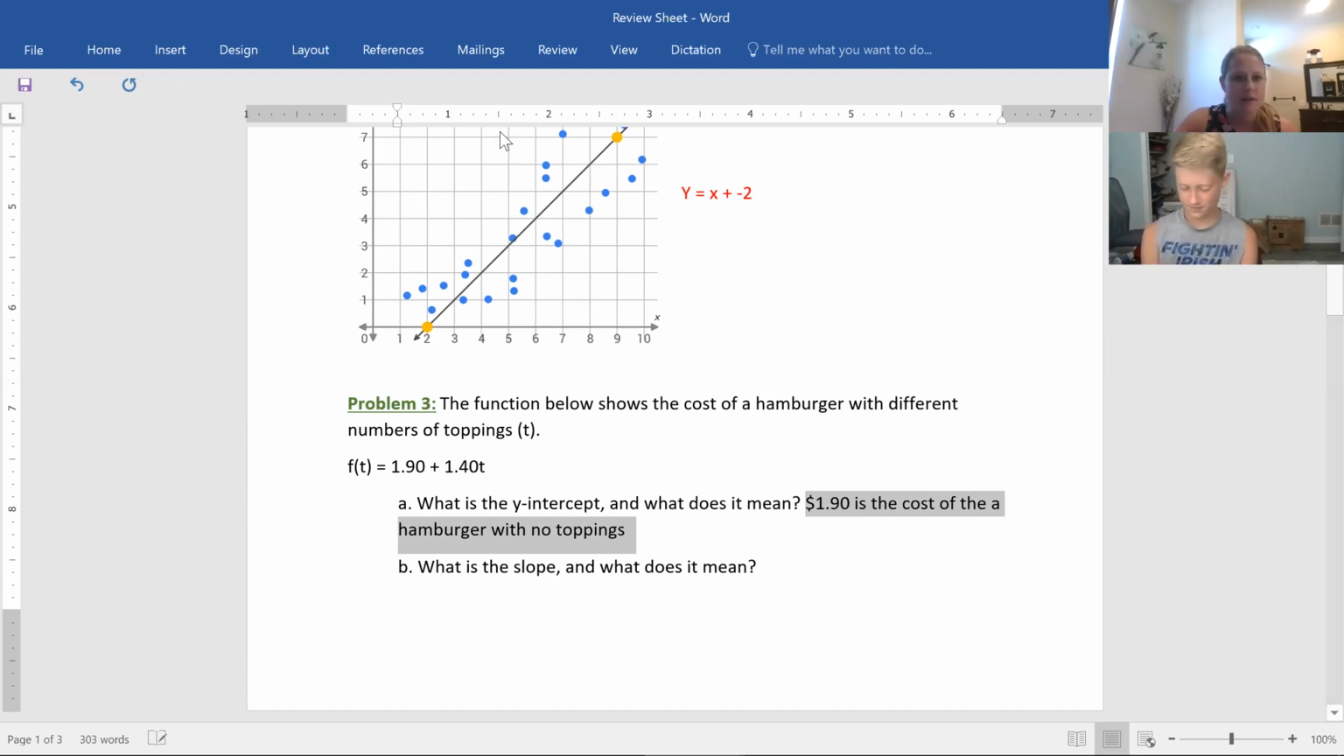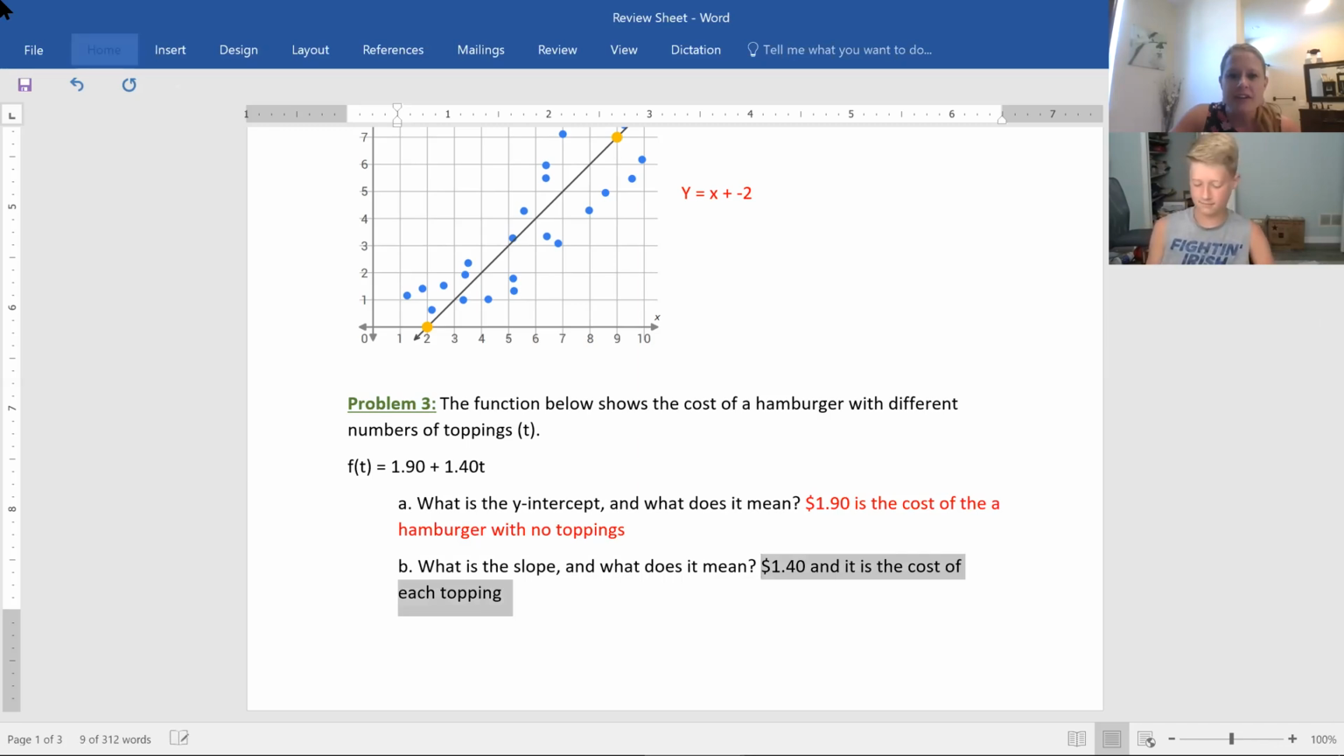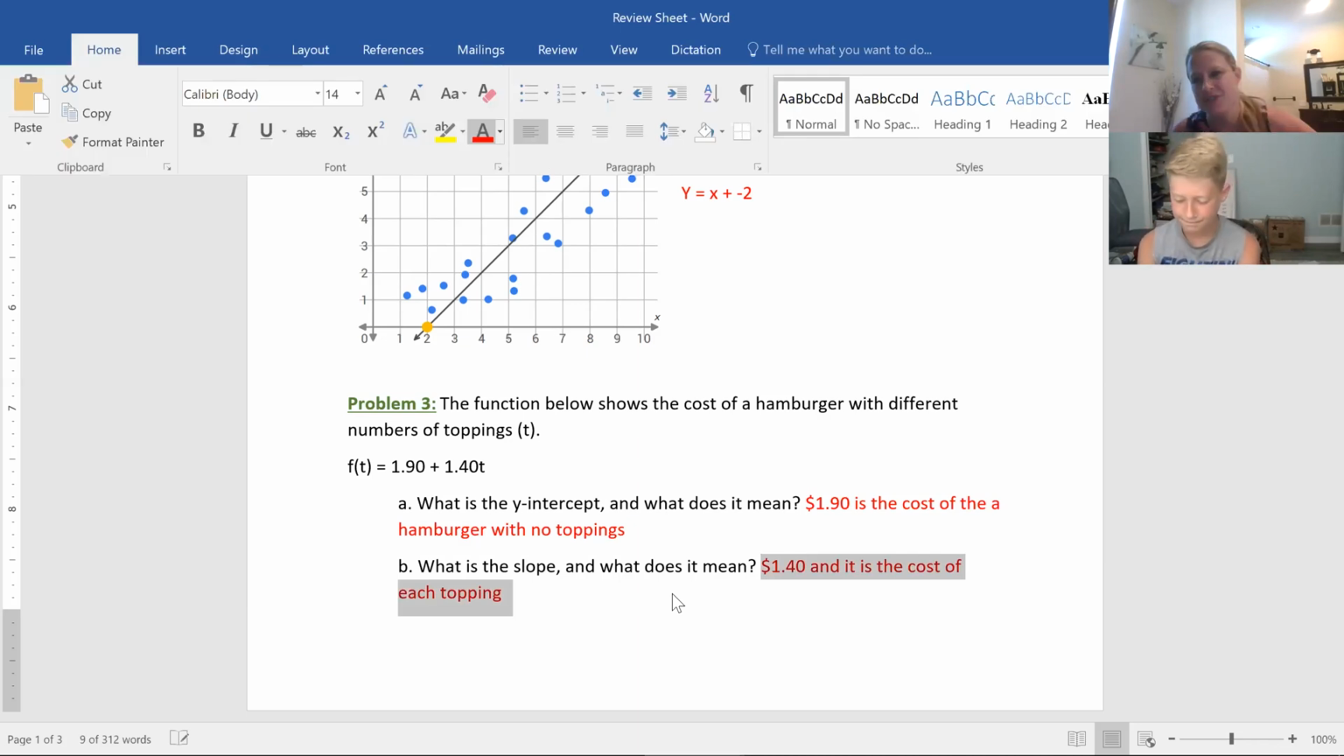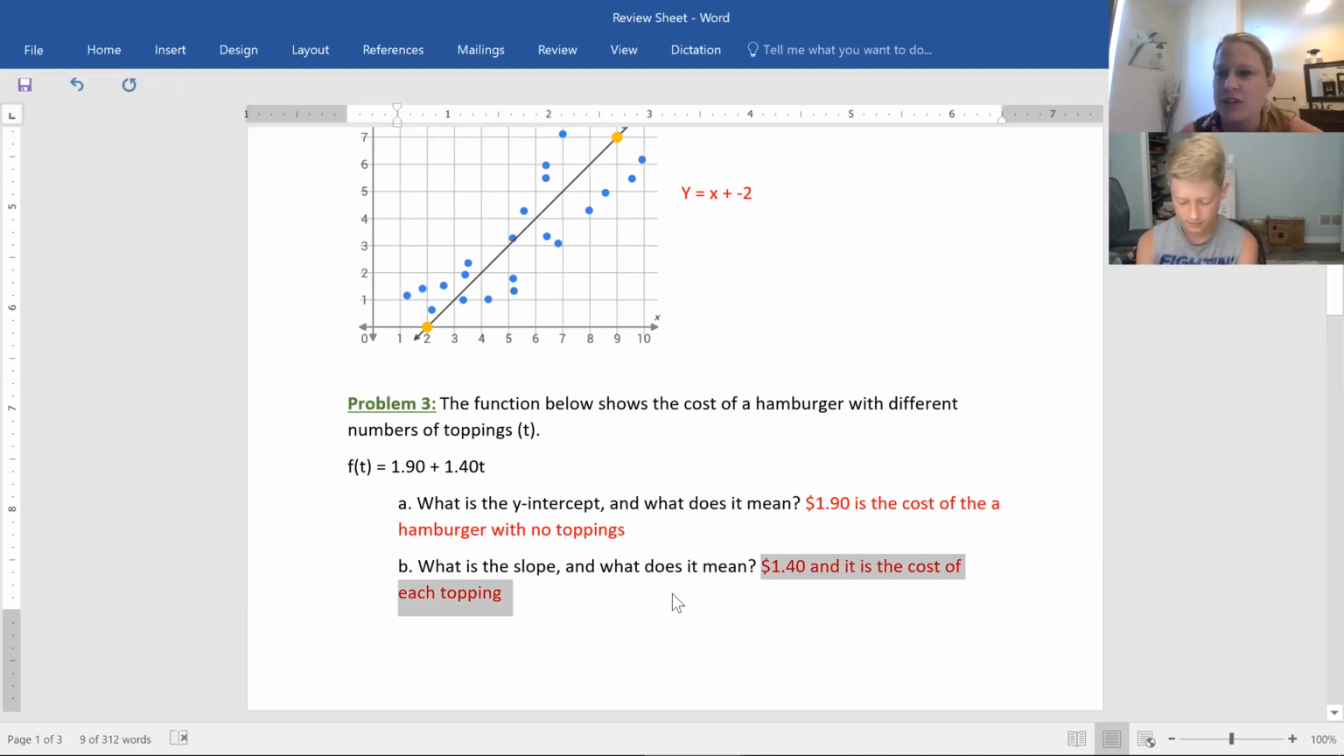Okay, last question. What is the slope and what does it mean? The slope is $1.40, and it is the cost of each topping. Beautiful. I think you're ready for this test. You feel ready? I think so. Okay, here's what I would suggest. Go ahead and finish the other 3 problems that are on this handout. And when you are done, I posted the answer key inside Google Classroom so you can check it just to make sure that you're all ready to go.